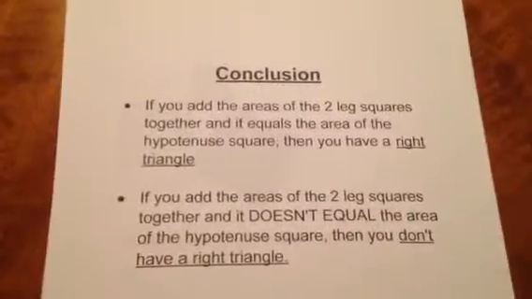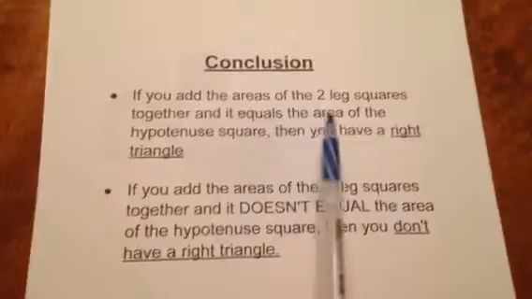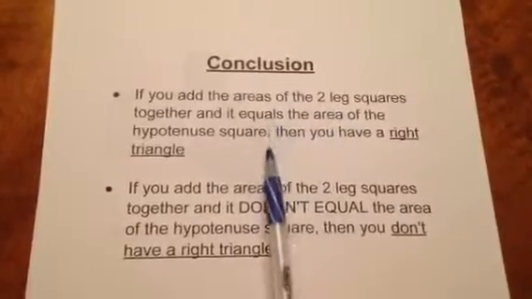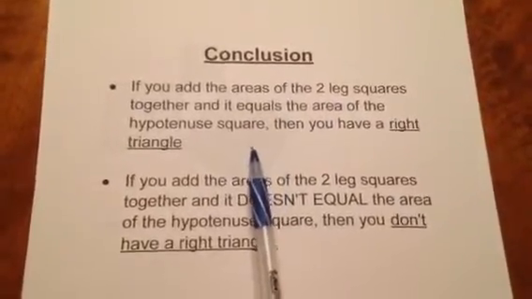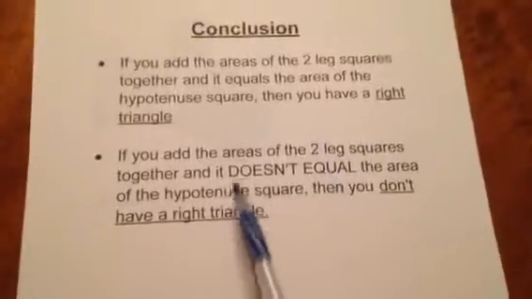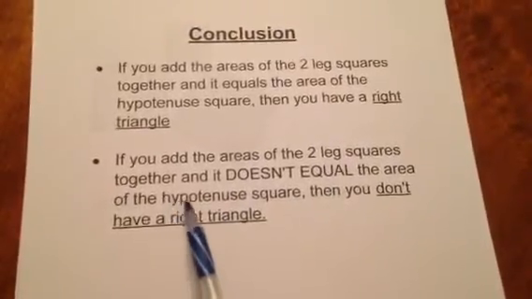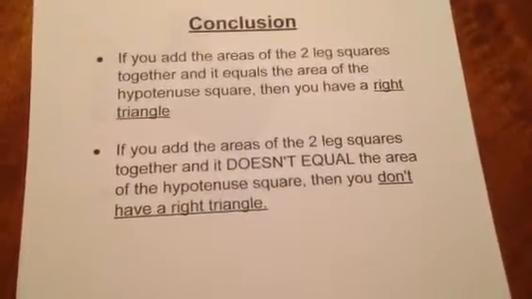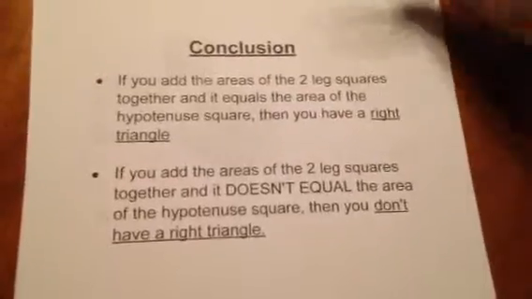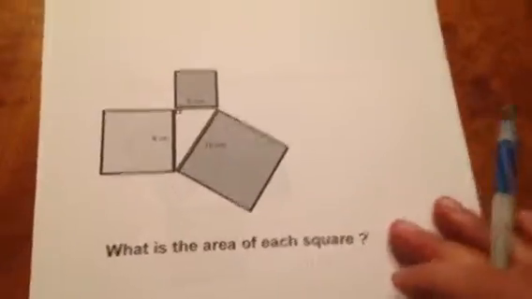So in conclusion, if you add the areas of the two leg squares together and it equals the area of the hypotenuse square, then you have a right triangle. If you add the areas of the two leg squares together and it doesn't equal the area of the hypotenuse square, then you don't have a right triangle. So, almost to the end here.